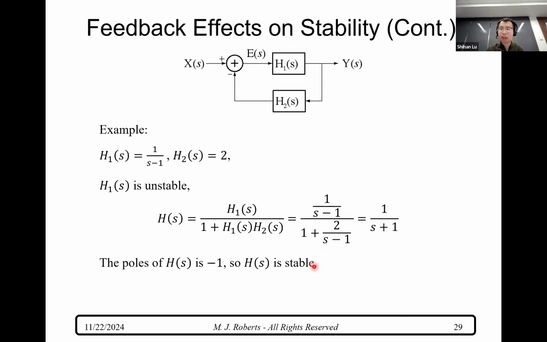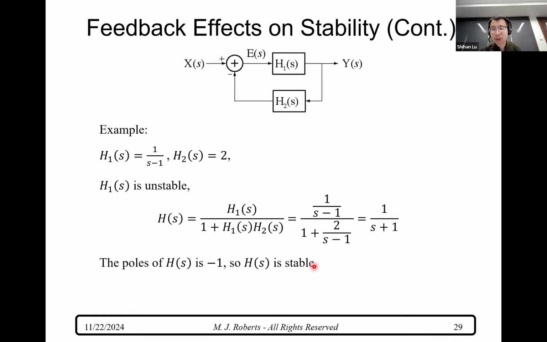And this is the opposite example. The original system H1 of S is actually unstable, which is simple. The pole of H1 of S is 1, which is on the open right half of the coordinate plane. But after you add a feedback, once again a linear proportional feedback, H2 of S equals 2 directly.